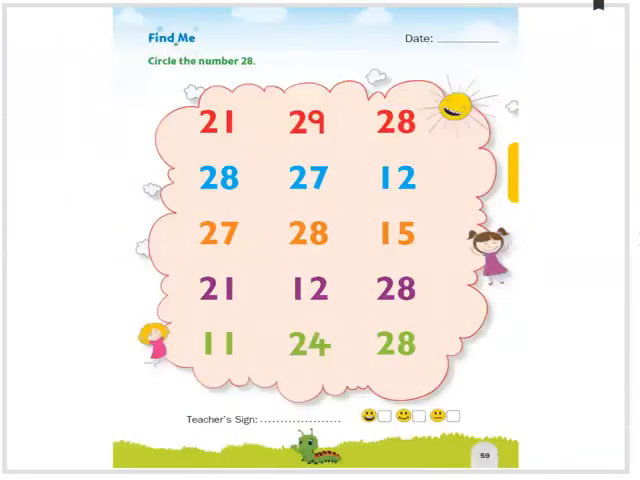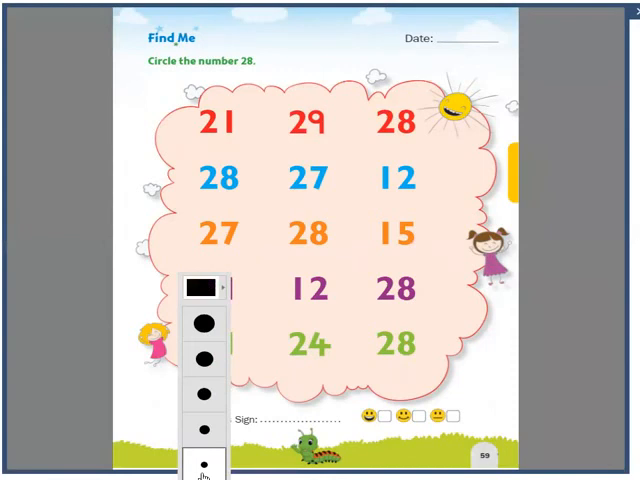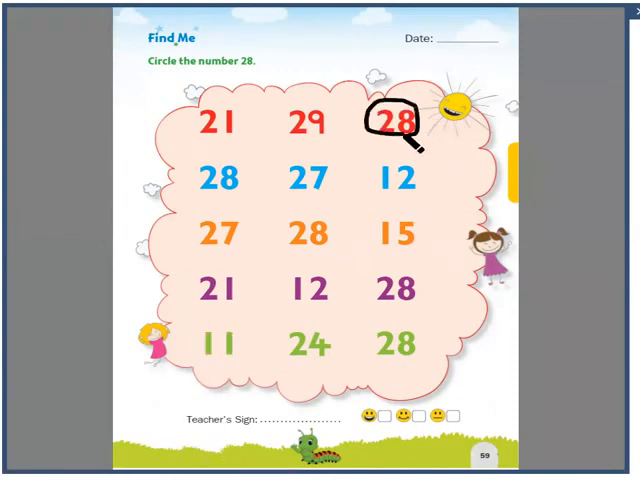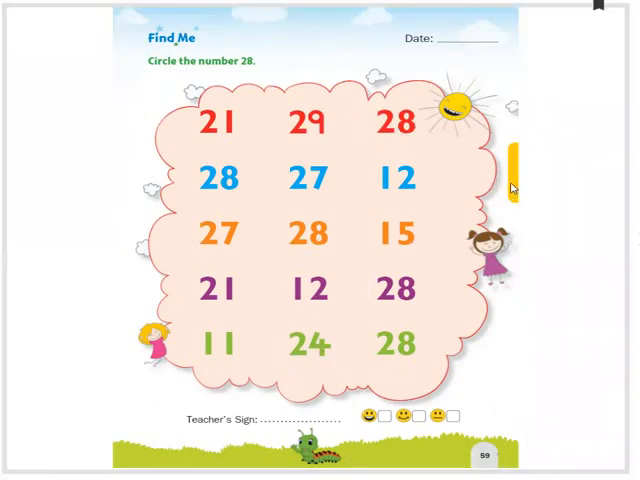Here is an activity again. Circle the number 28. Look at all the numbers. Read them out. 21, 21. 29, 29. 28, 28. Similarly, you only have to do this activity session and get it corrected by your mama. Just practice 3 numbers today, children. What are those? 2, 6, 26. 2, 7, 27. And 2, 8, 28.